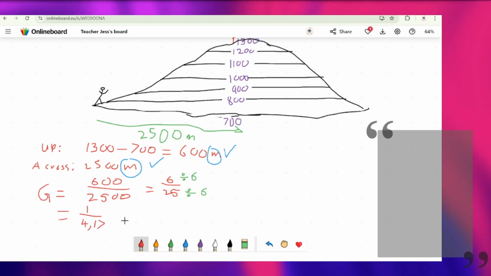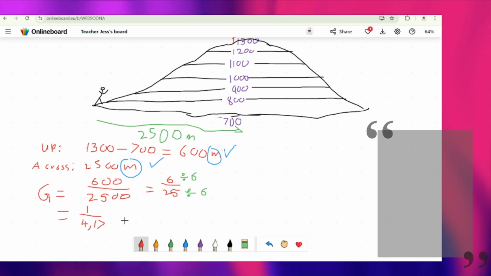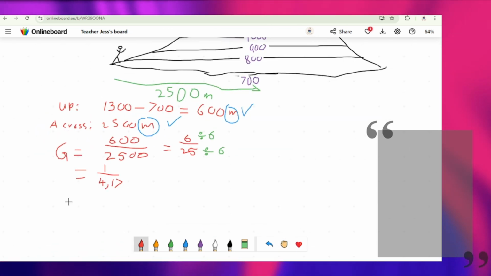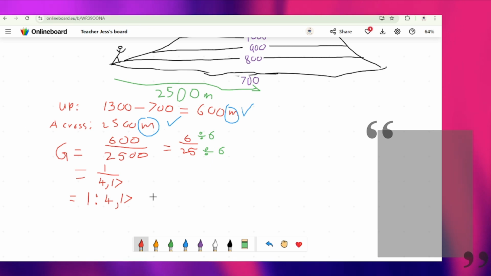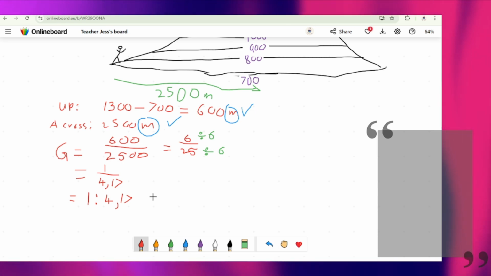4.17. Fantastic. All is well. I am happy. Now, I have been giving the answers as fractions. You can also give them as a ratio. If the question asked for this answer as a ratio, you would simply write the 1 first. 1 to 4.17. Okay, I'm going to keep it with a fraction because I don't like drawing dots with the stylus on a laptop. It's difficult.